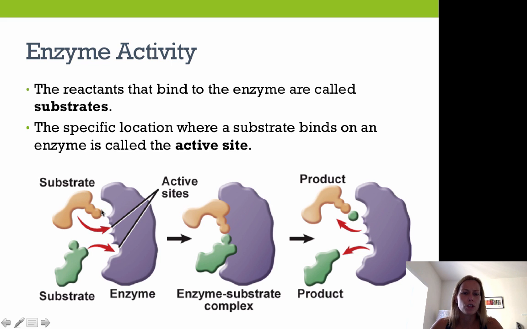So here we go, we have two substrates. They're going to fit in quite specifically to this enzyme, and then the enzyme is going to lower activation energy, weaken those bonds in those substrates and allow for a reaction to take place a lot quicker, and we're going to get our products as well.